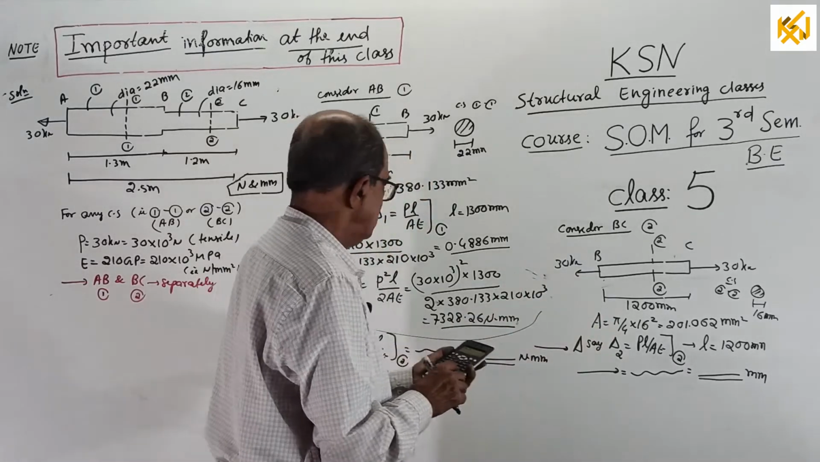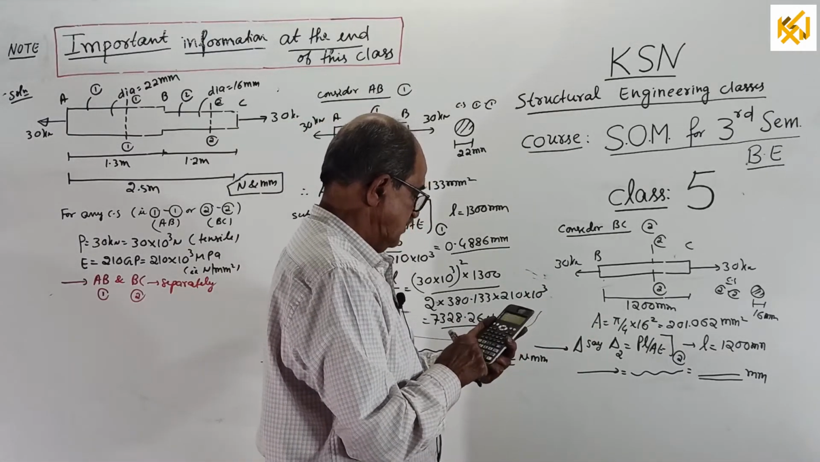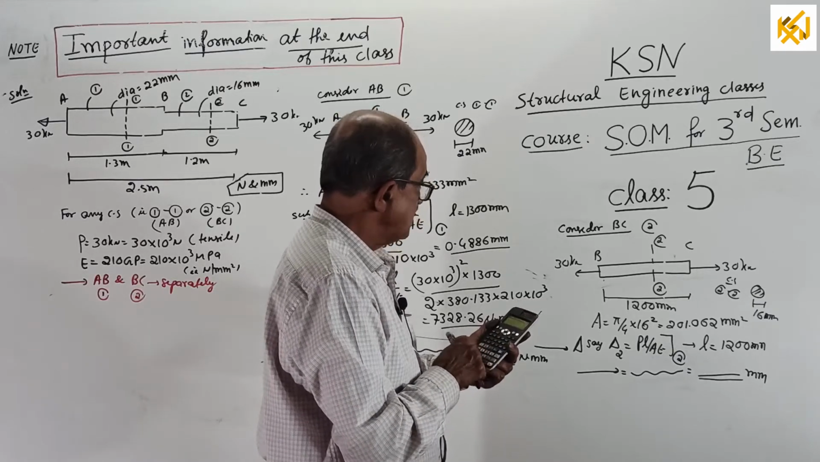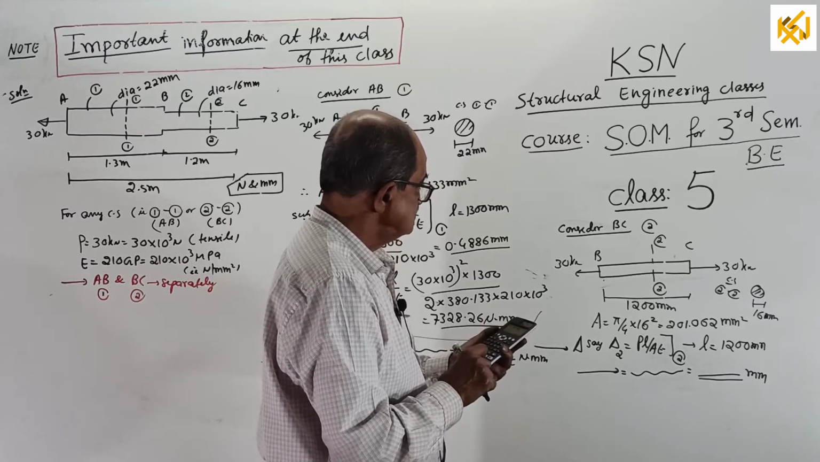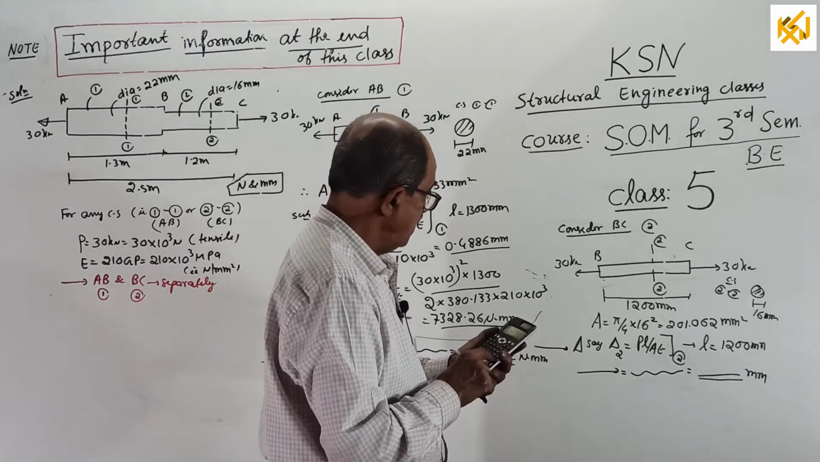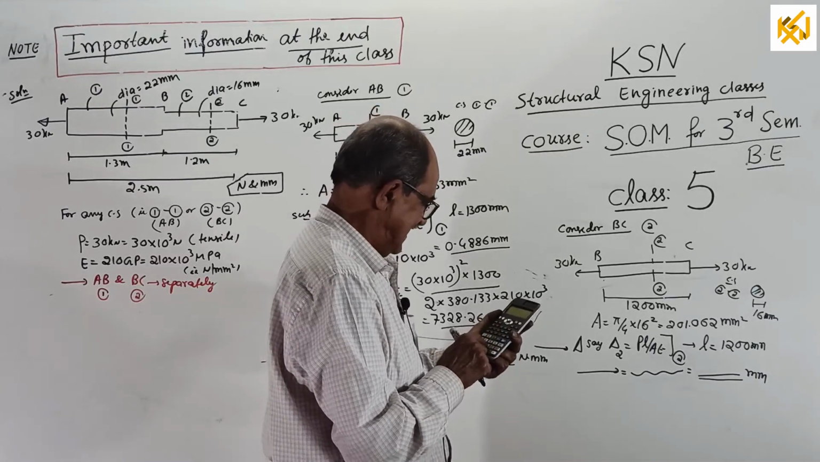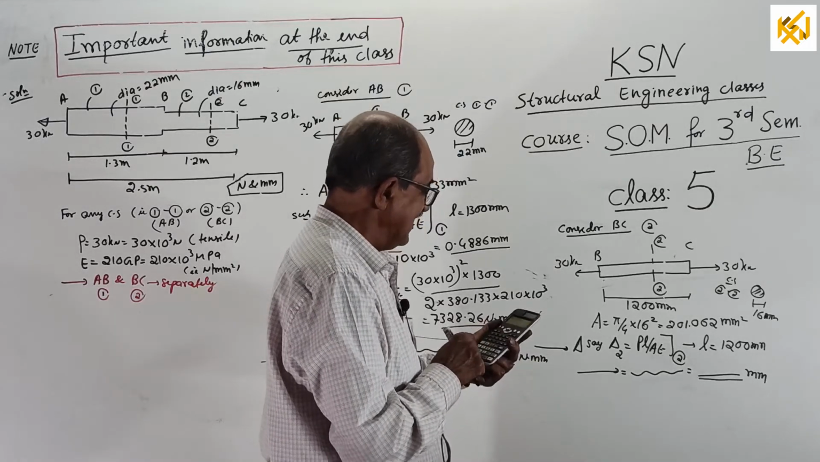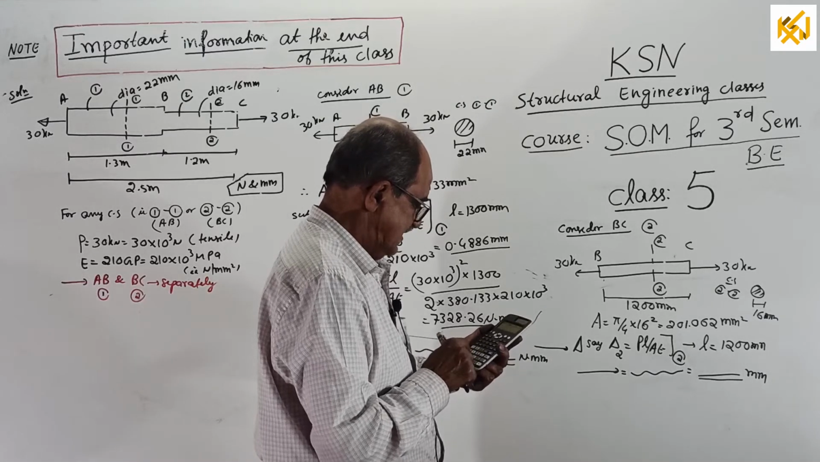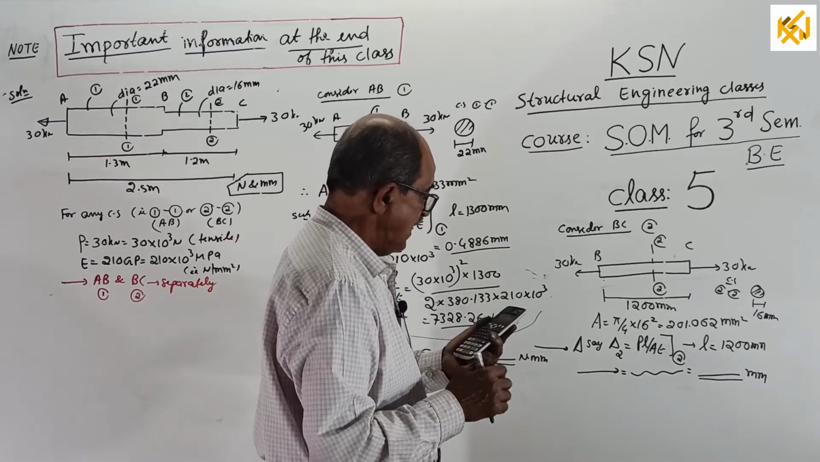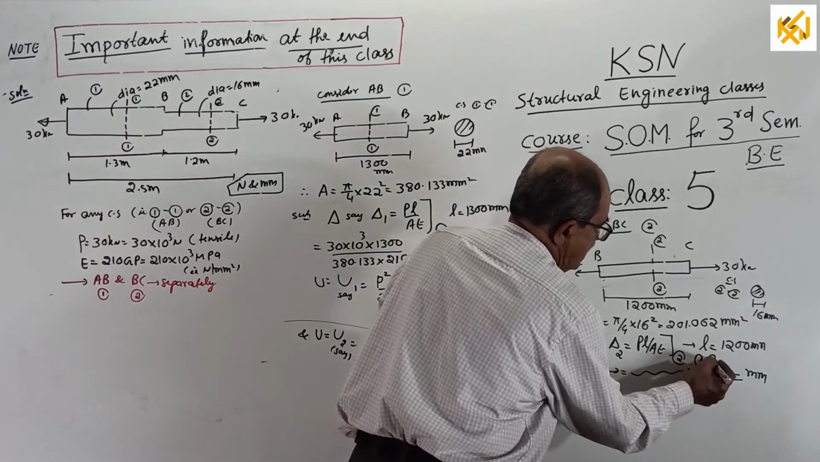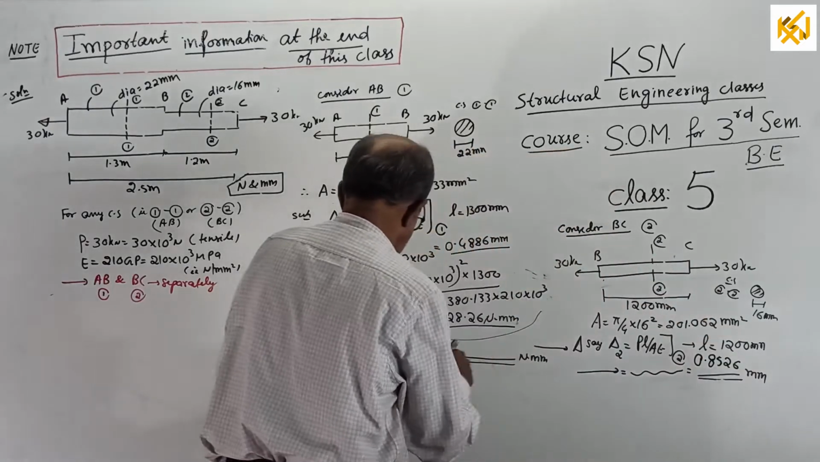Okay, answer. You substitute. 30 into 10 to the power 3 into length 1200 divided by area 201.062 divided by 210 into 10 to the power 3 is 0.8526 millimeter. Correct? Yes. This is 0.8526 millimeter.